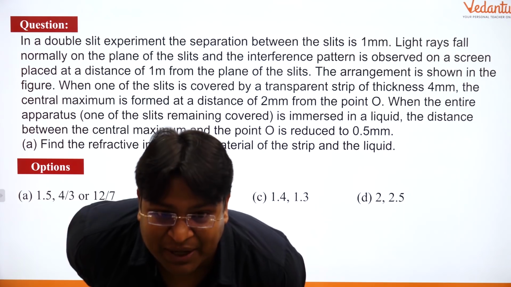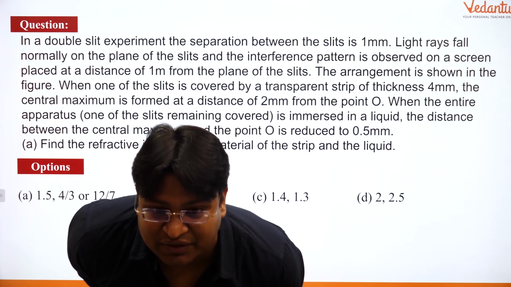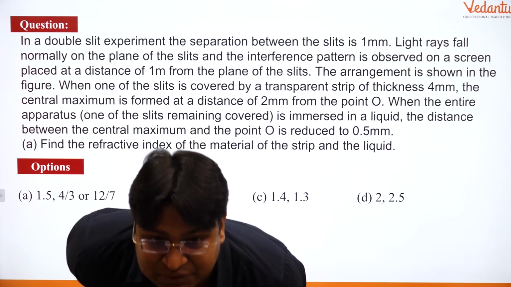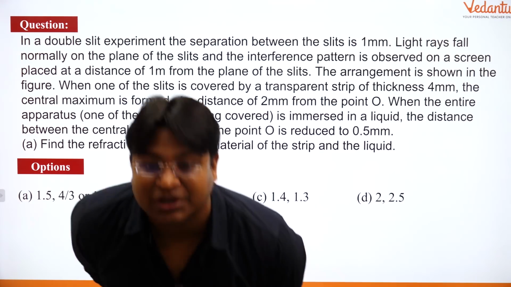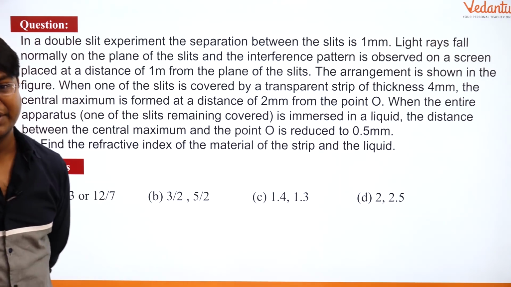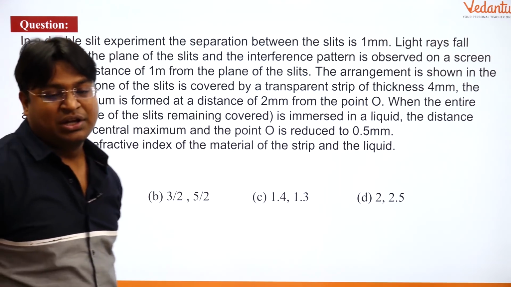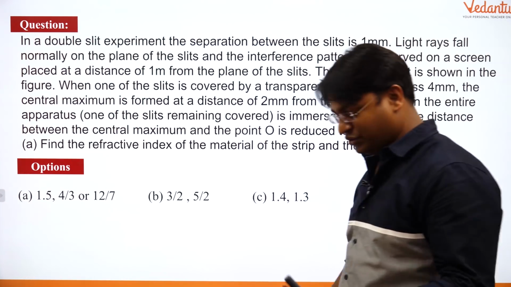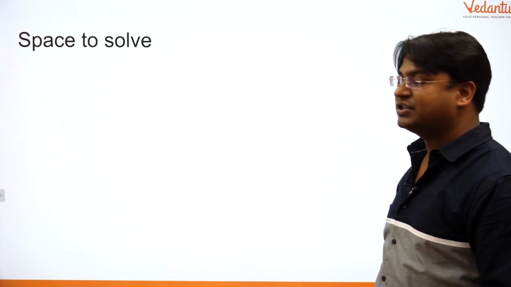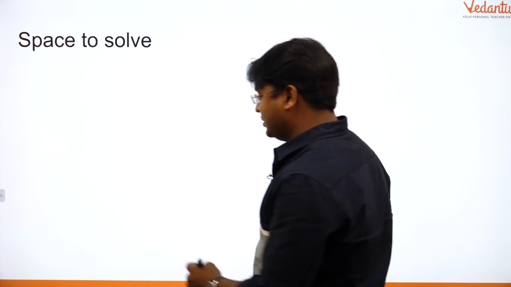So when the entire apparatus, one of the slits still remaining covered, is immersed in a liquid, the distance between the central maxima and the point O is reduced to... I'll just move a bit sideways so that you are able to read the question. So we have to find the refractive index of the material of the strip and the liquid. Let me explain the question to you. We are going to need some space, so let's move on to the next slide.